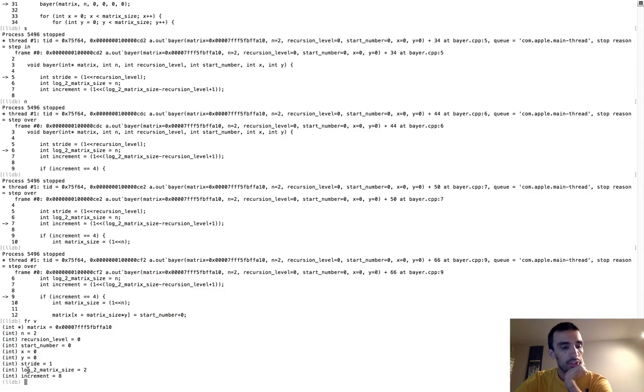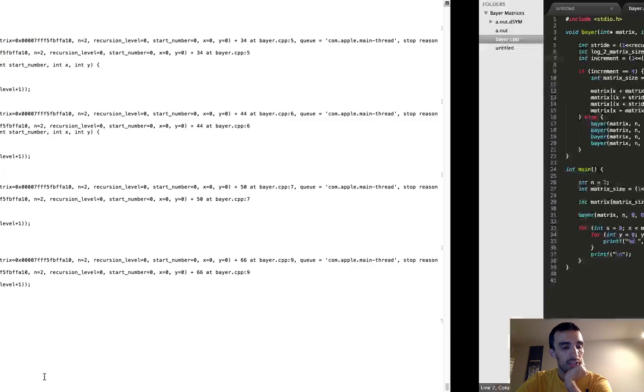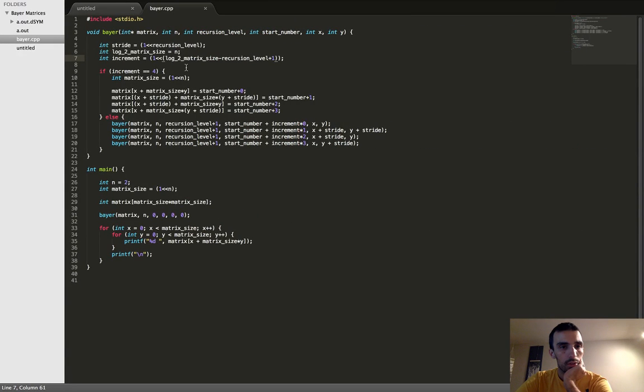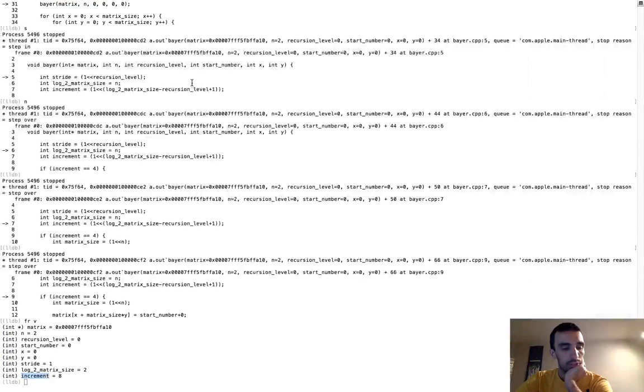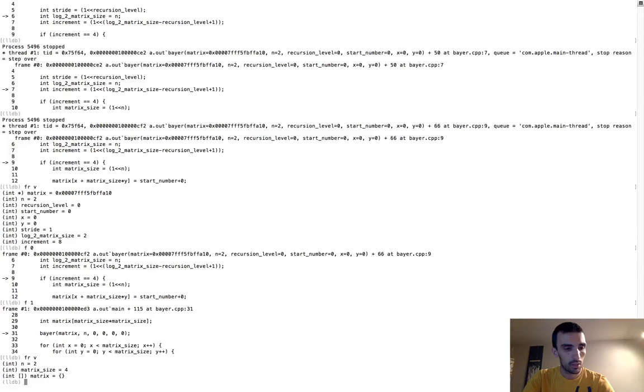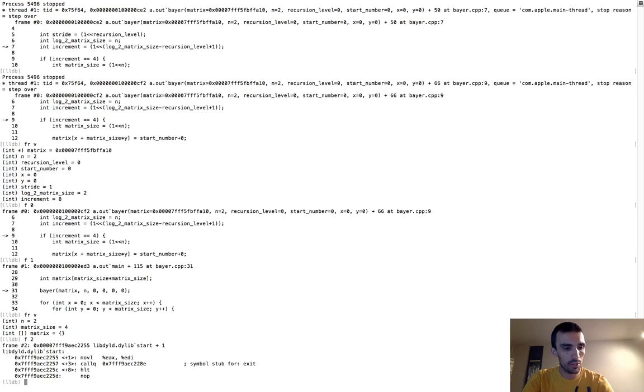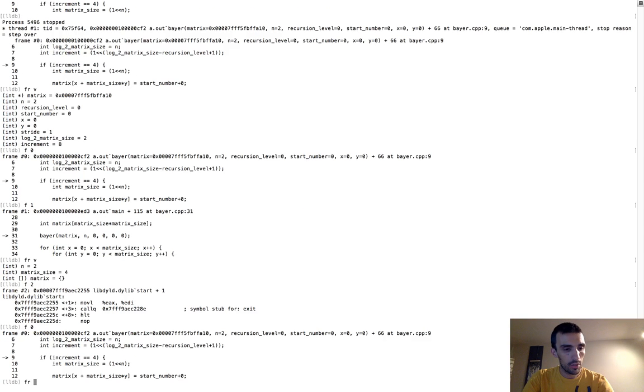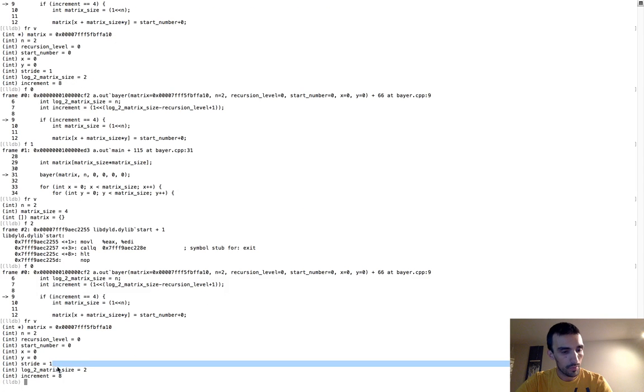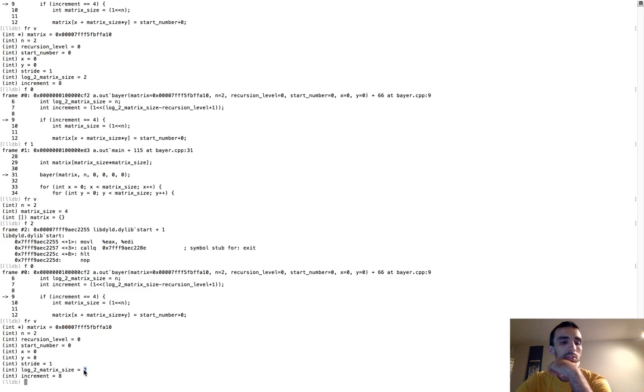So to start with, our stride is 1. That's what we want. And our increment is 8. Nope, that should be 16. Why? Oh, it's log 2 of the matrix size. Matrix size is 4, so this should be, oops, nope, that should be 2. That's correct. Log base 2 of the matrix size, which is 4, is 2.